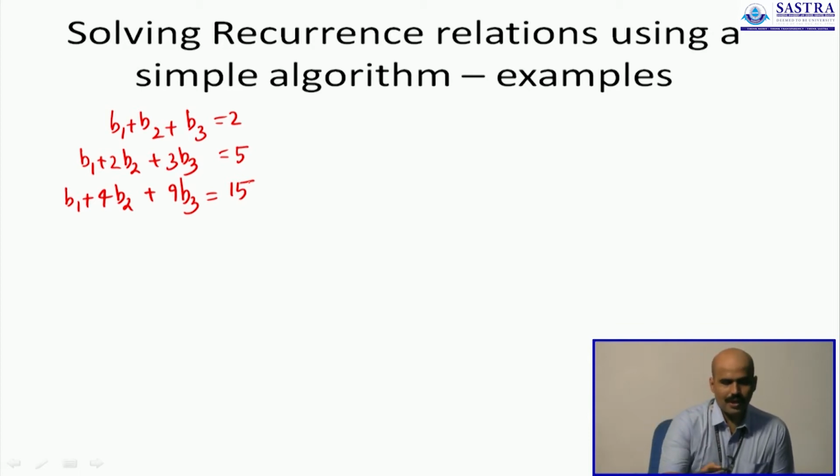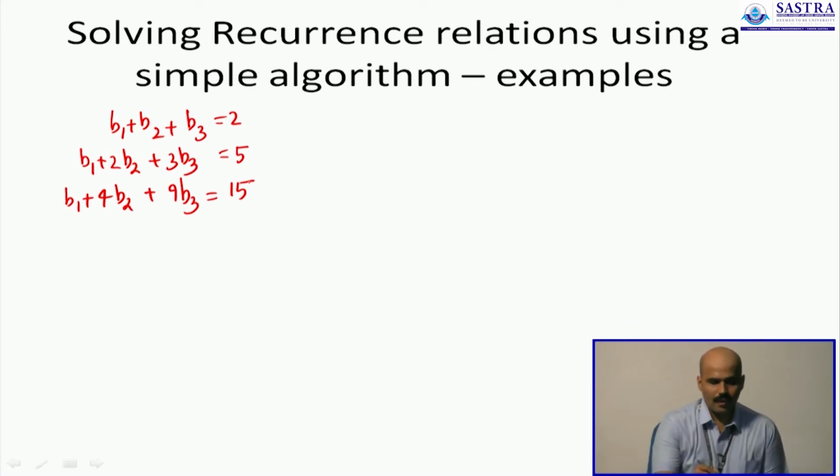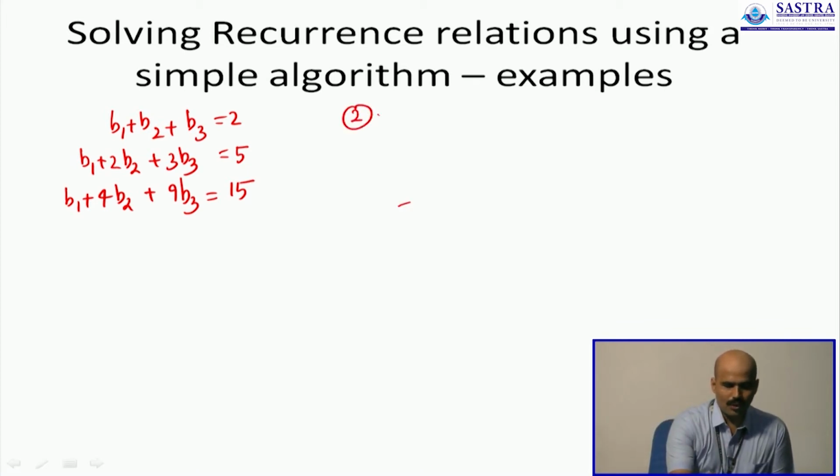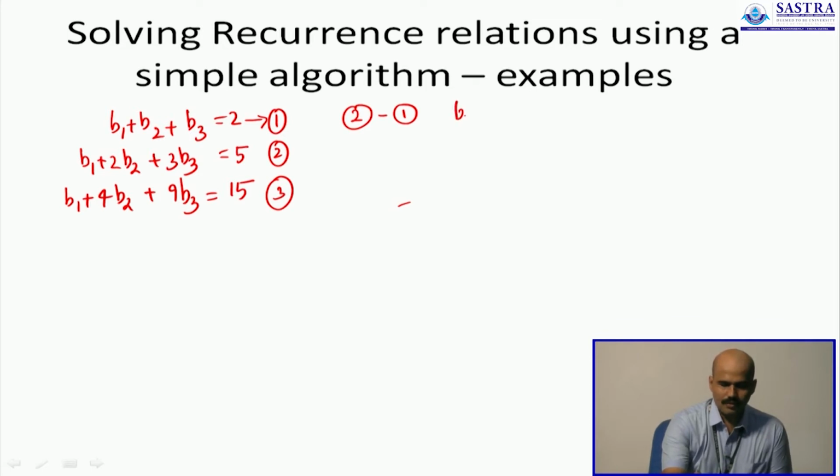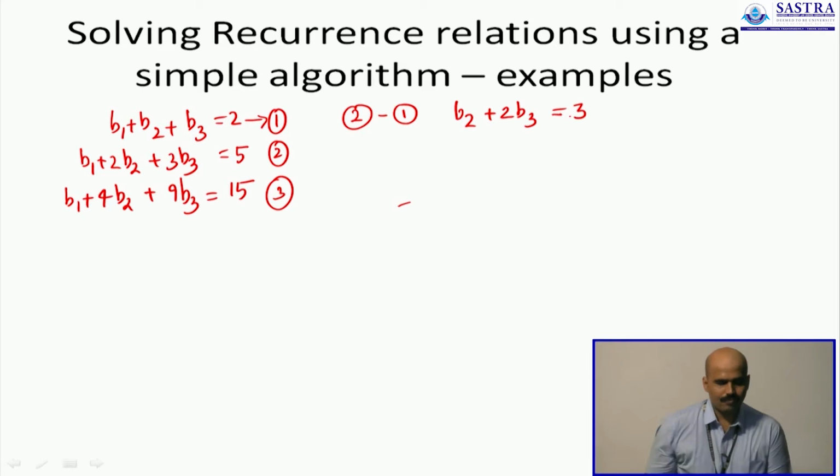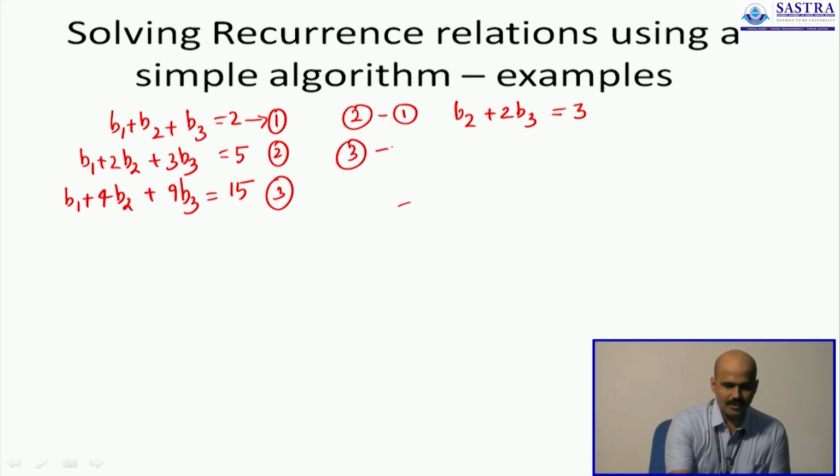You can just subtract the first and second. So if I call these 1, 2 and 3, 2 minus 1 will give us b2 plus 2b3 equaling 3. Similarly, 3 minus 1 will give us 3b2 plus 8b3 giving us 13.